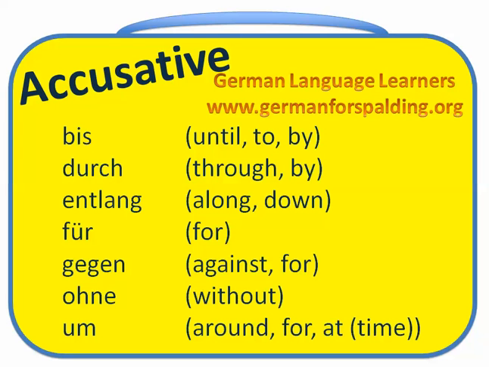Durch, through or by, entlang, along or down, für, for, gegen, against, or for sometimes, ohne, without, um, around, for, and when used with time, it means at.